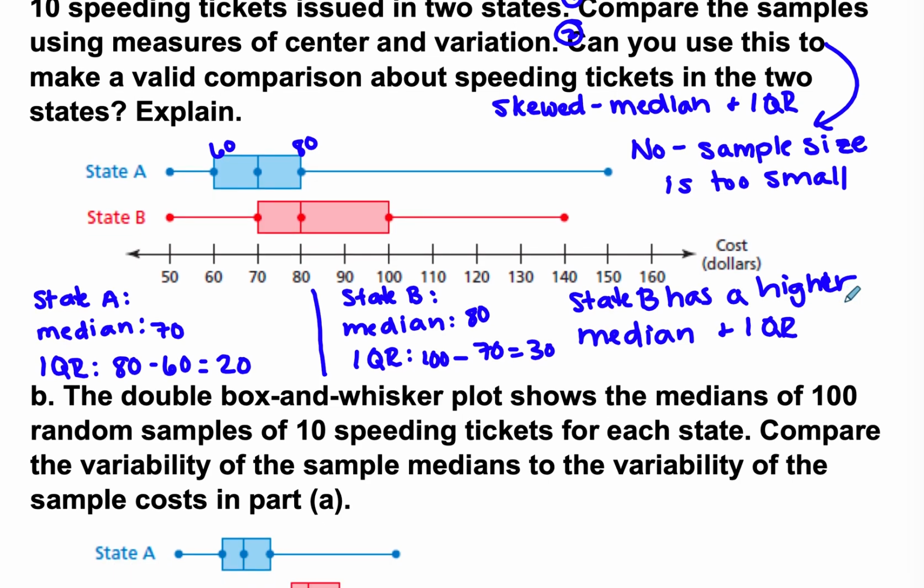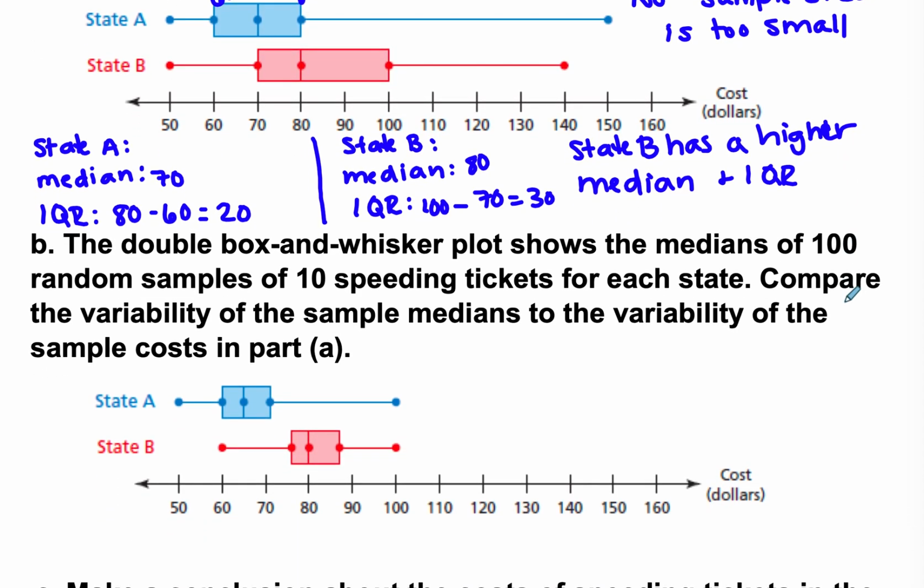Okay, let's take a look at part B. The double box and whisker plot shows the medians of 100 random samples of 10 speeding tickets for each state. Compare the variability of the sample medians to the variability of the sample costs in part A. Okay, so compare the variability. Variability here means the IQR.